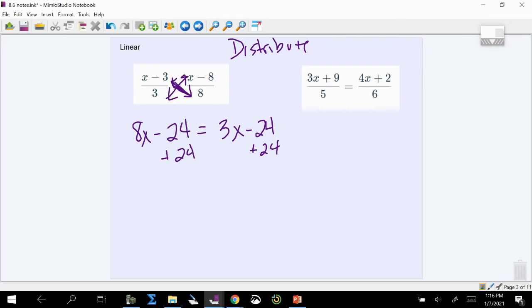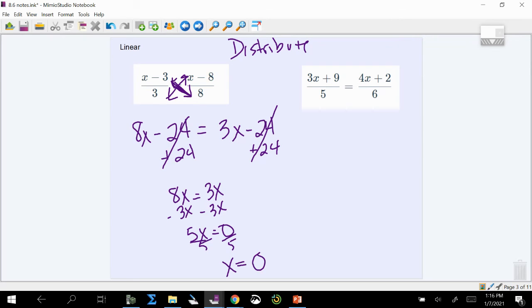So I'm going to add 24 to both sides. That actually cancels it. So I get 8x equals 3x. I'm going to subtract 3x. I get 5x equals 0. And so x equals 0.